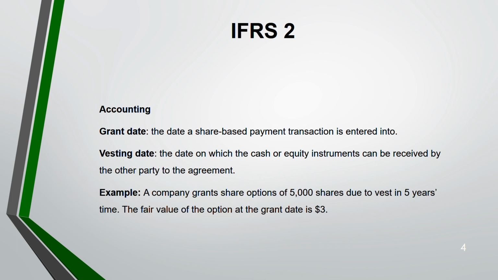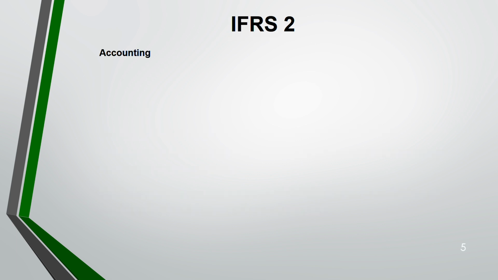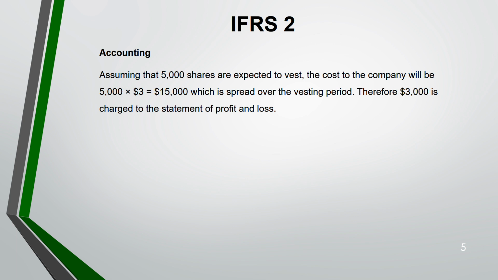Example. A company is granting share options of 5,000 shares that is due to vest in 5 years' time. The fair value of the option at the date of the grant is $3. So now you are assuming that you will be there for the 5 years and you will take up this option. So how are you going to find the fair value? At the grant date, which is given as $3. So 5,000 into $3, 15,000. This 15,000 you will spread over the vesting period.